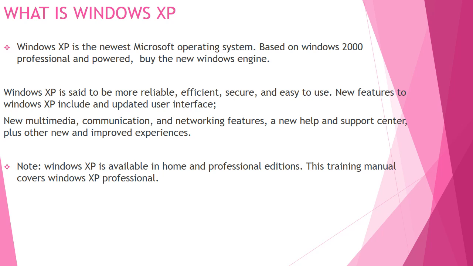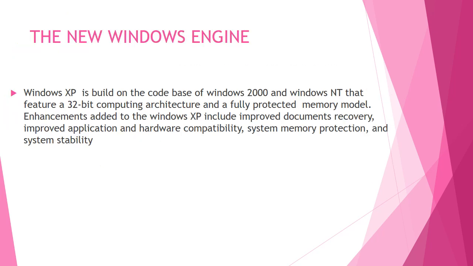So we have a note. Windows XP is available in home and professional editions. This training manual covers Windows XP. So the new Windows engine, which is known as XP, is built on the code base of Windows 2000 and Windows NT. Those features have 32-bit computing, they are in form of memory capacity.